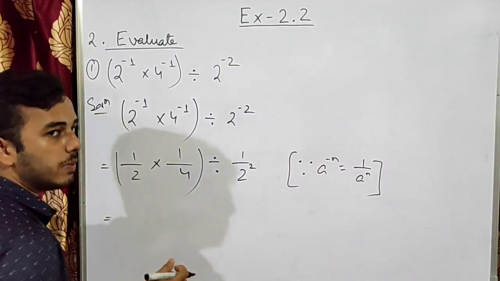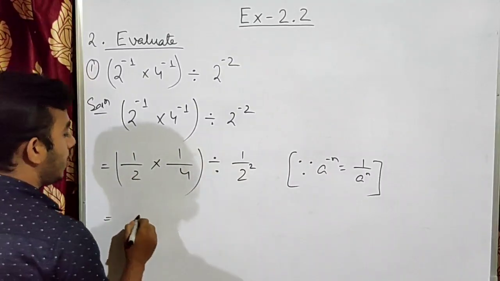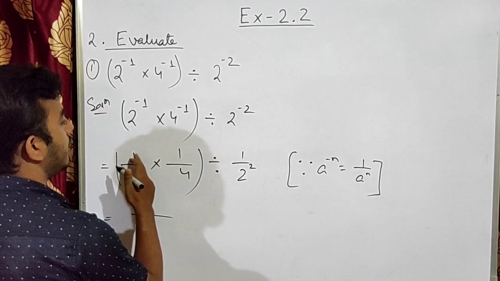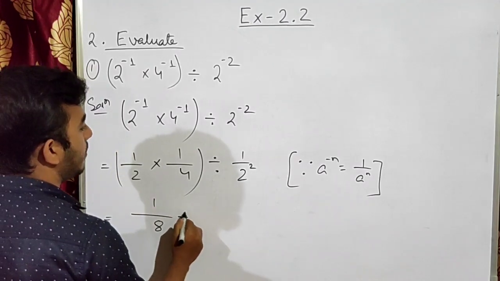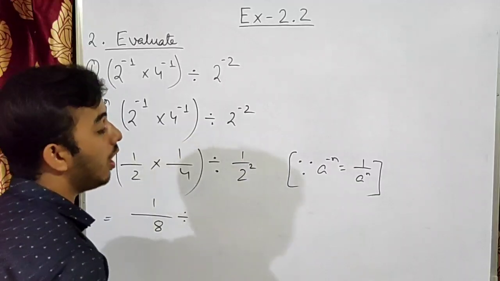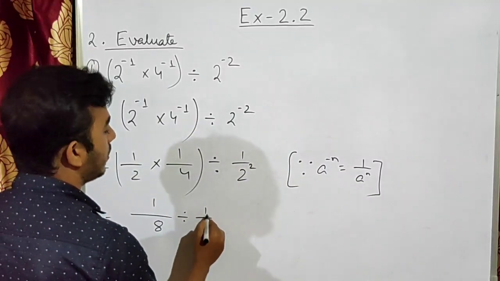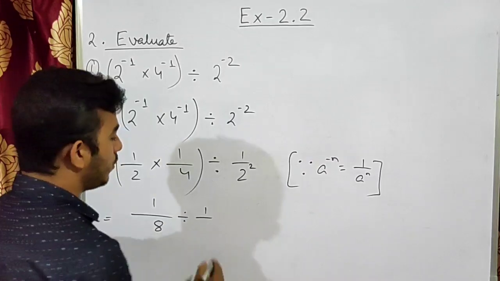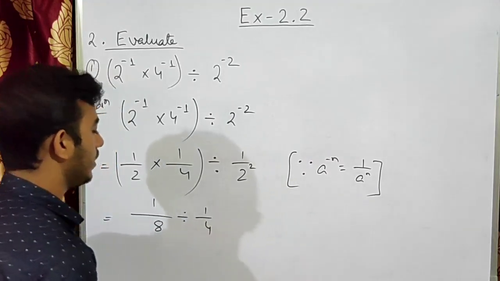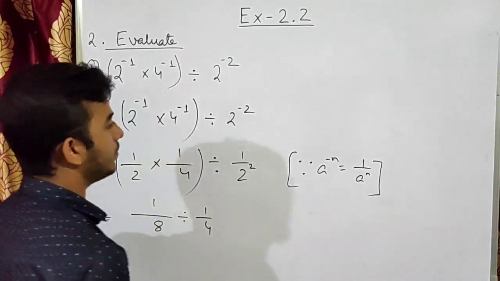Okay. Now look, these are rational numbers, right? And we know how to multiply rational numbers, numerator into numerator, denominator into denominator. 1 into 1 is 1, 2 into 4 is 8. Clear? Then divided by this 1, look, 1, yes. Now 2 to the power 2 means what? 2 into 2. 2 into 2 is how much? 4. Clear? Okay. Up to this clear?